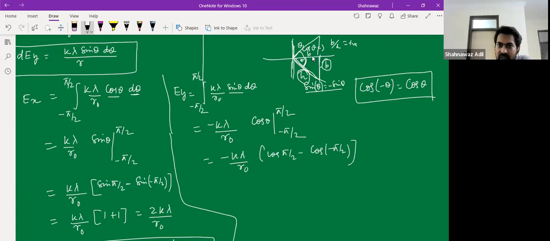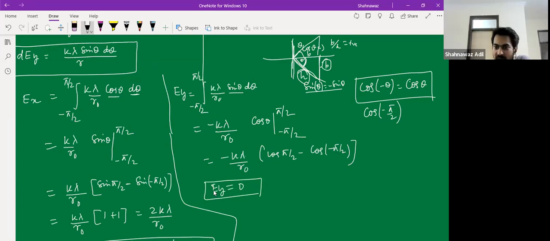Should I explain this again? The derivative of cos is minus sine, right? But we are not taking the derivative. We are saying, what is cos of minus pi by 2. And you can also see that this is cos pi by 2. So this is 0 and this is 0, so you will get 0.